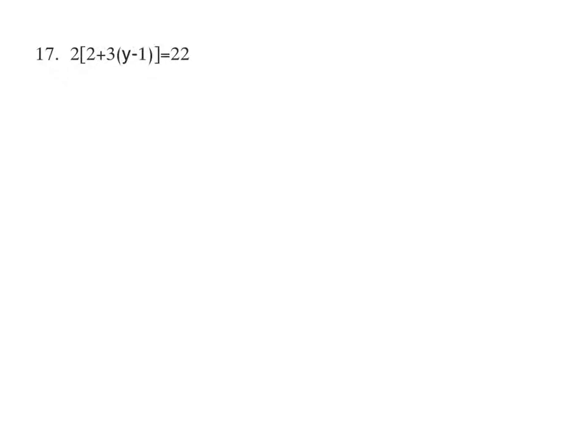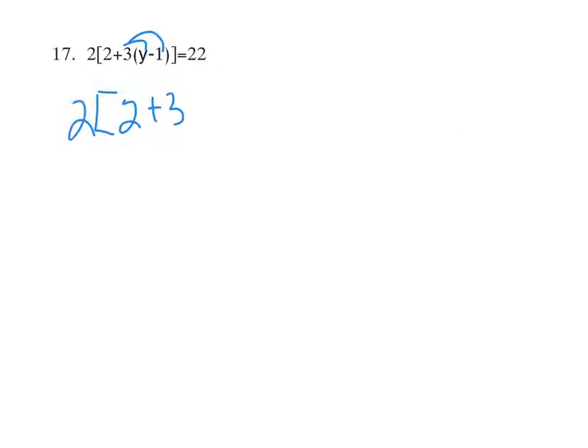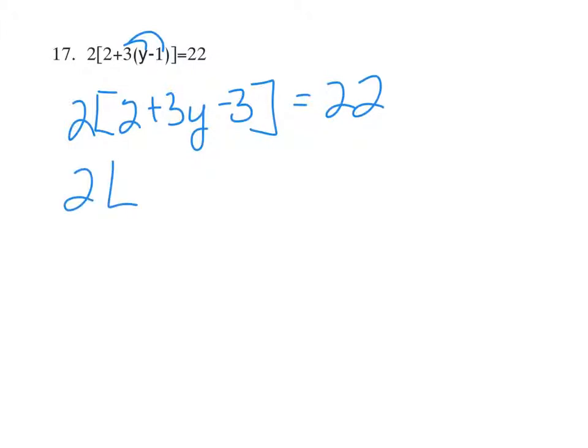Well, we've got brackets and parentheses this time. Start inside our grouping symbols using PEMDAS. So we've got 2 plus 3y minus 3 equals 22. Combine our like terms. Negative 2 minus 3 is going to be negative 1 plus 3y.